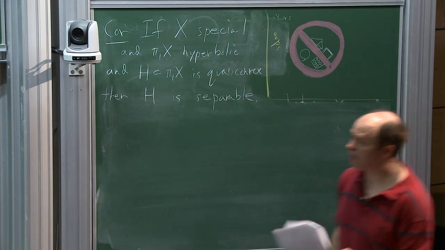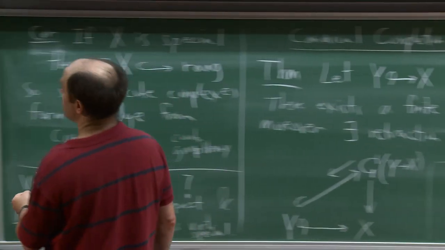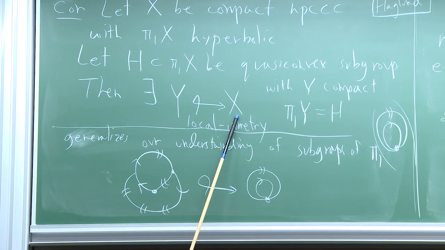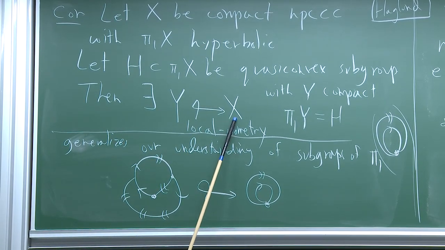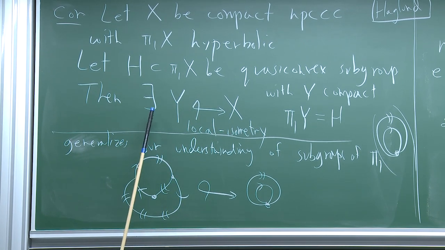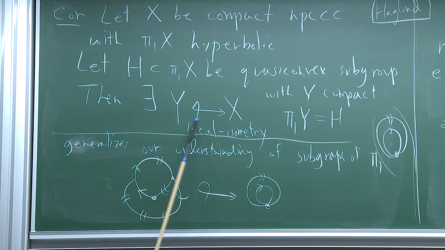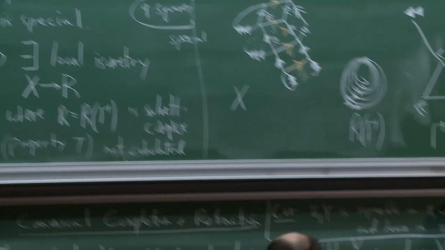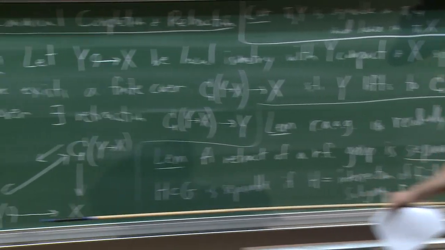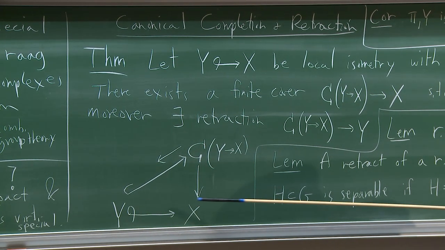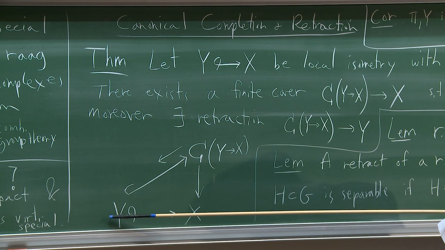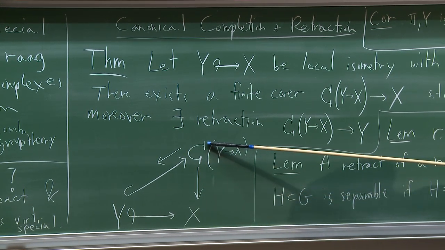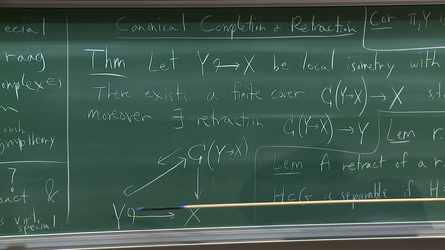And all you're doing is saying, okay, I have a quasi-convex subgroup. That means that I could find a local isometry. If I have this special cube complex, let's say, and it's compact and its fundamental group is hyperbolic, I have a quasi-convex subgroup H, so I could find a compact cube complex Y and a local isometry from Y to X such that H is just pi 1 of Y. And now I have a local isometry from Y to X. I want to study Y by thinking about this local isometry, which is really a much better way to think about the subgroup. You have real good control over everything. And I'm able to pass to a finite covering space of X so that Y is a retract of that finite covering space.